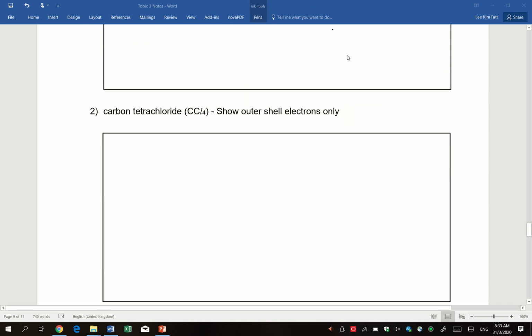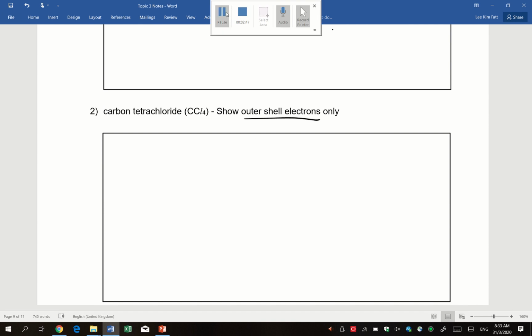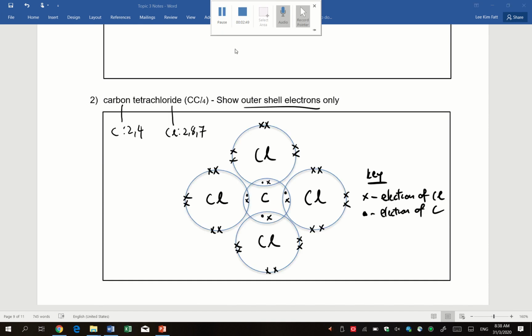CCl4, again the question only asks you to show the outer shell electron. Okay, please check your answer. So for CCl4, slightly more difficult to draw because the carbon atom in the center by right it should be slightly smaller. Okay, it should be smaller because the carbon atom only has 2 electron shell, whereas each of the chlorine atom has 3 electron shell. Okay, so this is how they will form your CCl4.